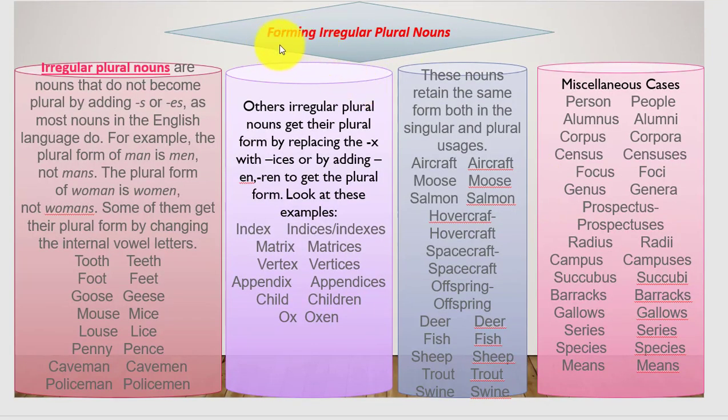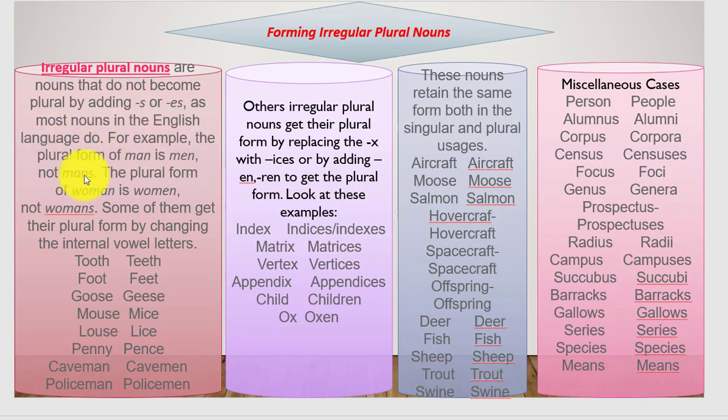Now let us see how to form the plurals of irregular nouns. Irregular nouns are those nouns where we get the plural not by adding s or es to the end of a noun. We introduce an internal change in the vowel sounds of that noun in order to get their plurals. So let us see the first category of irregular plural nouns: those nouns that do not become plural by adding s or es, as most nouns in the English language do.